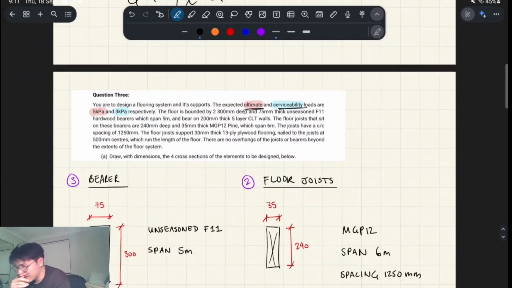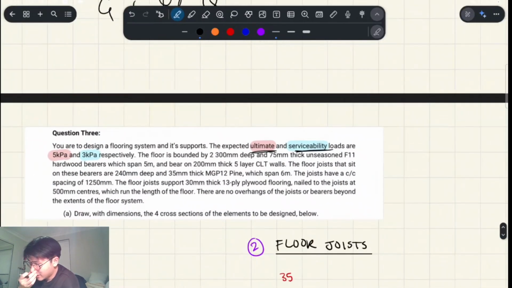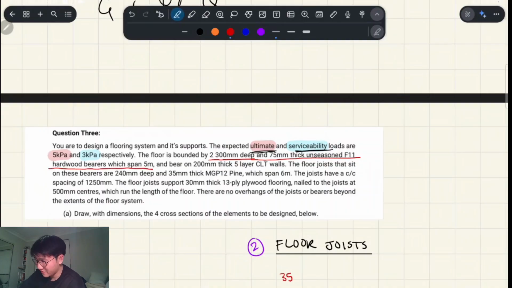Okay, cool. So, sorry, where was I? Let's talk about timber now. So the floor is bounded by two 300 mil deep and 75 thick unseasoned F11 hardwood bearers which span 5 meters. That's one bit of information. Next bit of information. They bear on 200 mil thick 5-layer CLT walls.